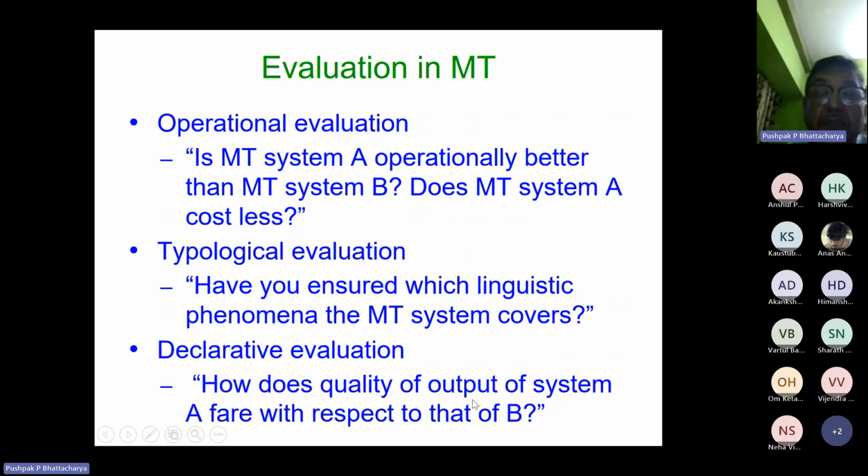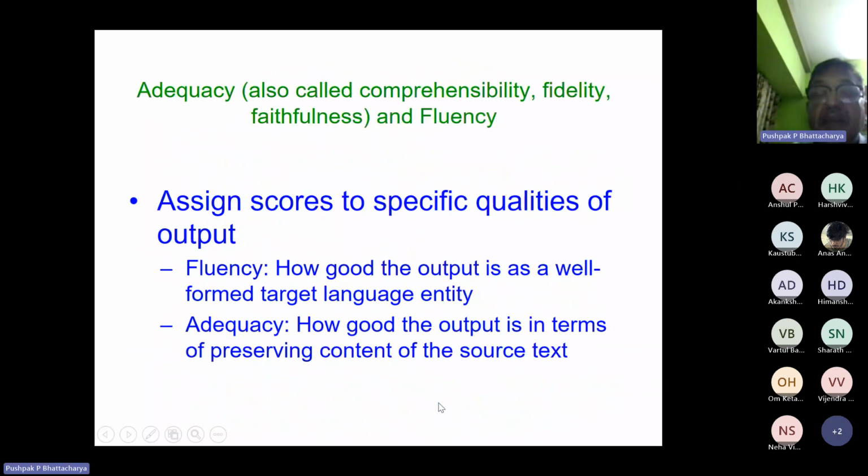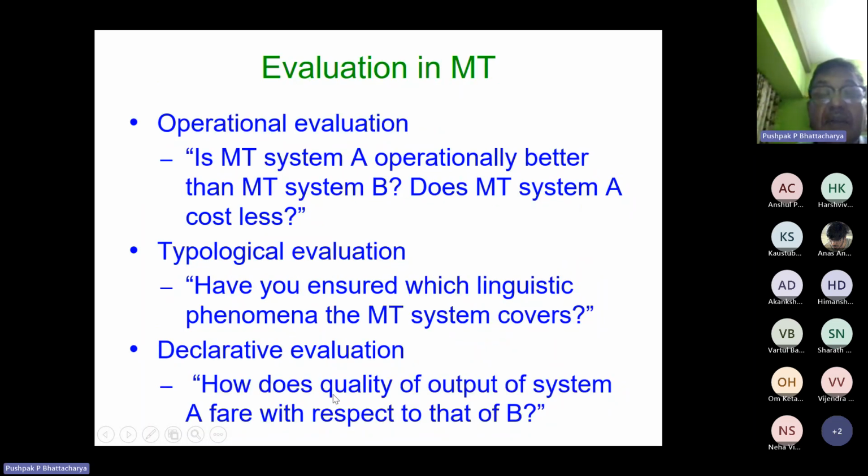Declarative evaluation. How does the quality of output of system A fare with respect to that of B? So this is where the automation has happened mostly. So this is a comparison of the quality. Now, one might think that, well, the moment we say quality, doesn't it involve human judgment? Yes, it does, but I'll show you through discussion on BLEU score that there is a surrogate for human judgment. That surrogate is n-gram-based BLEU score.